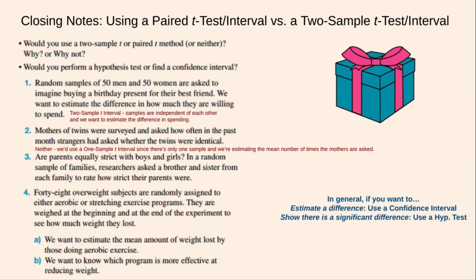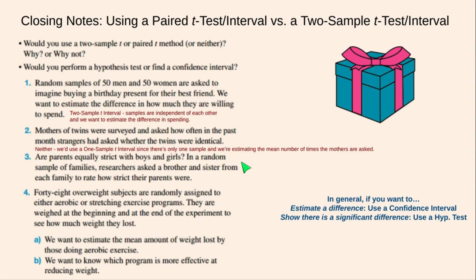All right, so let's look at number 3. Are parents equally strict with boys and girls? In a random sample of families, researchers asked a brother and sister from each family to rate how strict their parents were. All right, so think about whether you would use a two-sample T method, a paired T method, or neither, and would you perform a hypothesis test or find a confidence interval? Pause the video, try this one, and see if you get the answer.